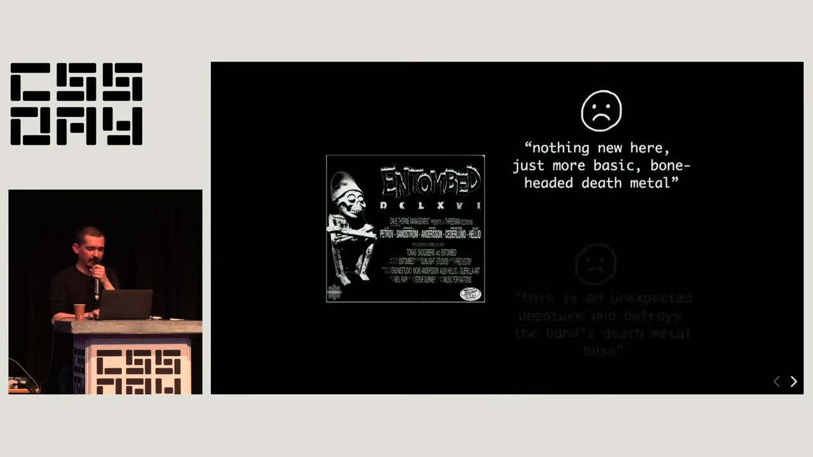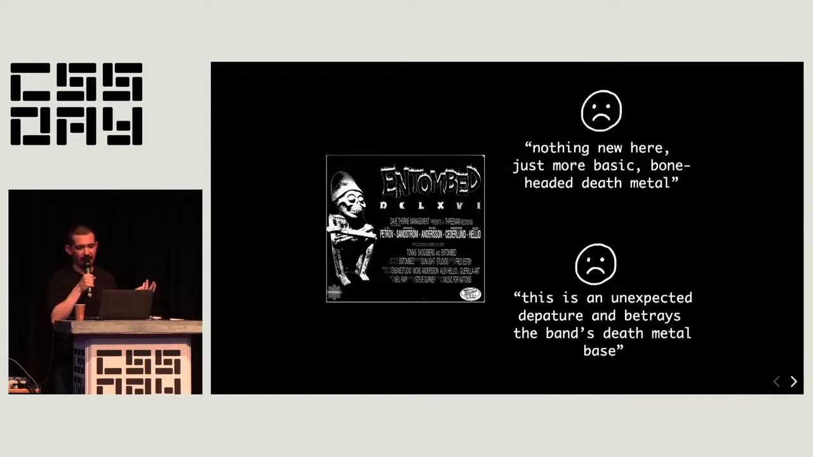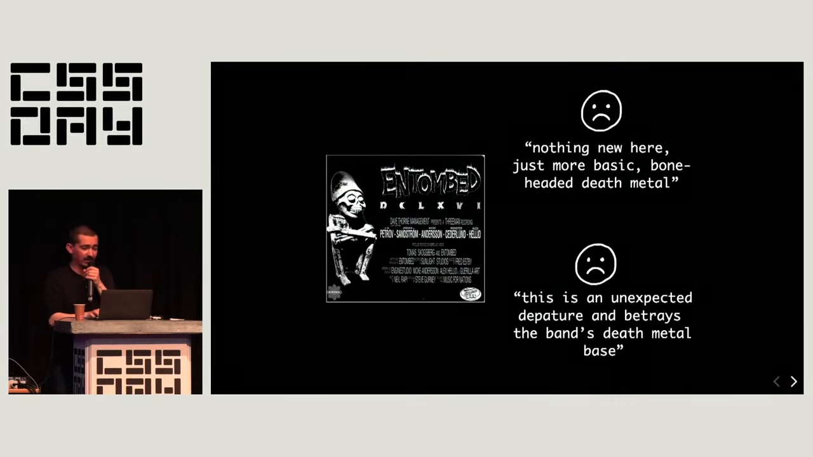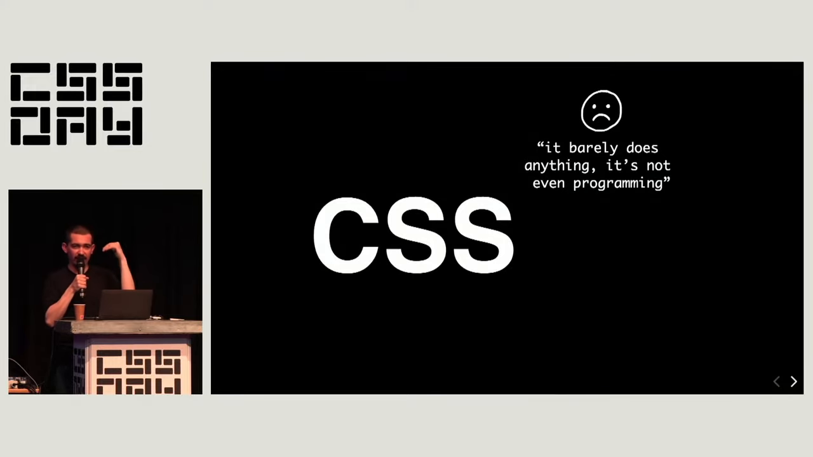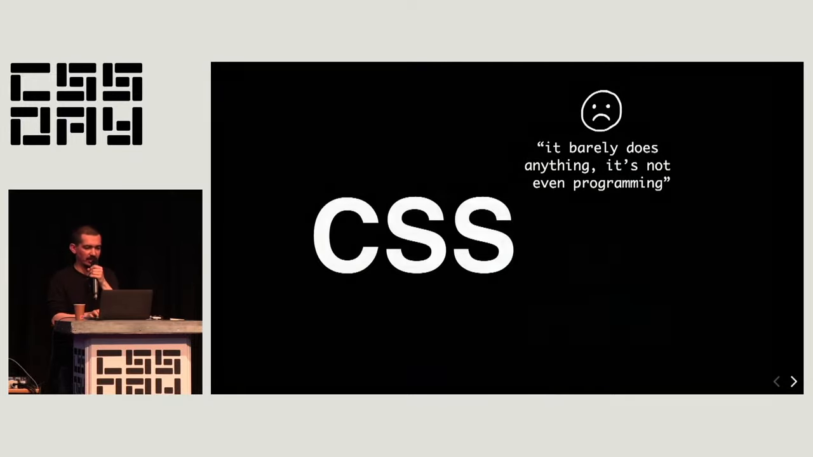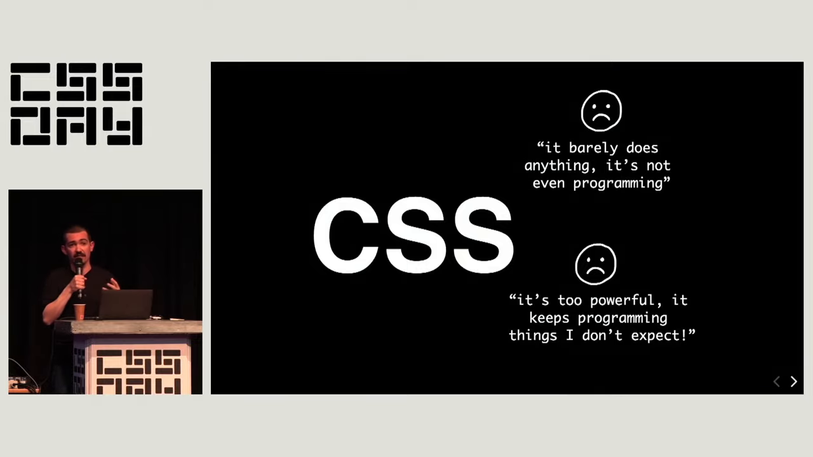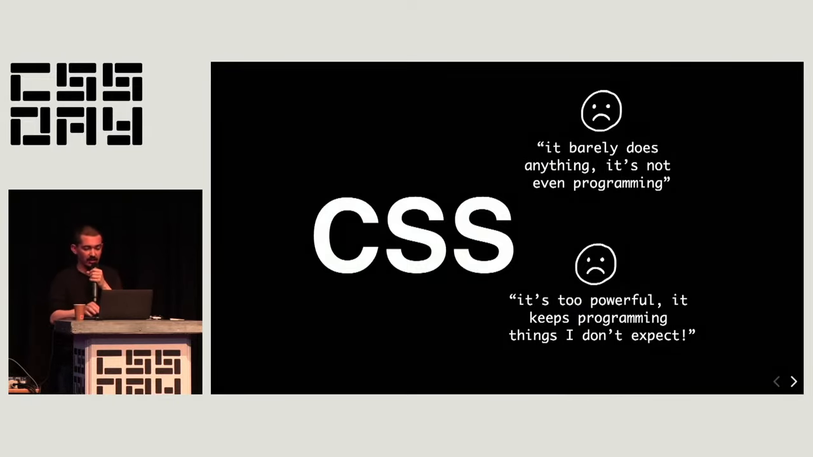So that wasn't fair. But simultaneously, some of their critics came out and said, this is an unexpected departure and betrays the band's death metal base. So they recognized there was innovation, but they weren't happy with it. They wanted it to stay the same. And to me, this specific record by this Swedish death metal band is very much like CSS, because you have a group of people who say it doesn't really do anything, it's not even programming. And simultaneously, you have another group of people who say it's too powerful and it keeps programming things I don't expect it to. It keeps applying my selectors to places that it shouldn't. The difference with CSS is that these are actually the same group of people. There's no Venn diagram there.